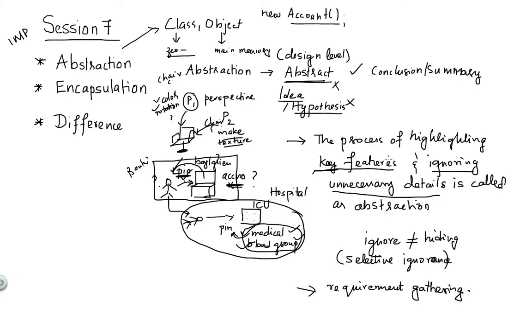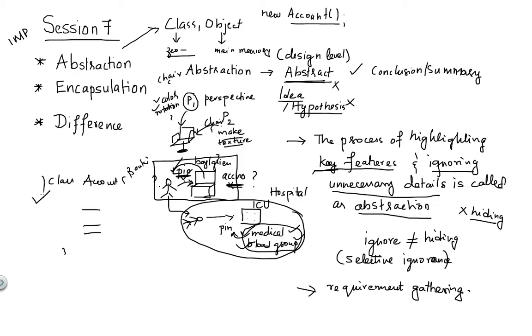So the process of highlighting the key features and ignoring unnecessary details. Because the mistake that most people make during interviews is that whenever they talk about abstraction, they talk about hiding. Okay, hiding data and implementation details, which is not right. You're not hiding, it is just not needed in the proper problem scenario, right? So abstraction is basically, if you just write a particular class, okay, class Account, and I wrote these are the details that I require in this particular account, then you have already done your abstraction.